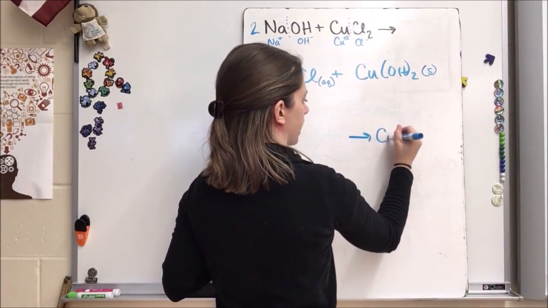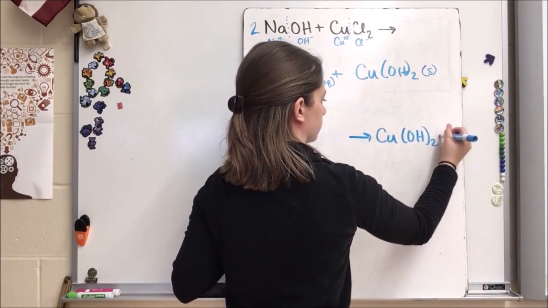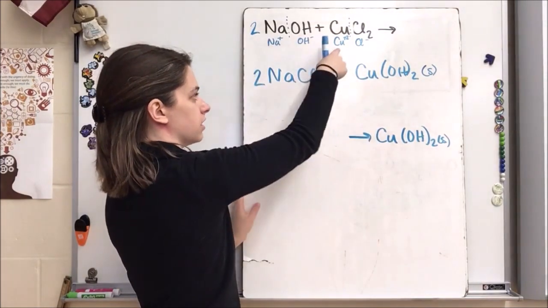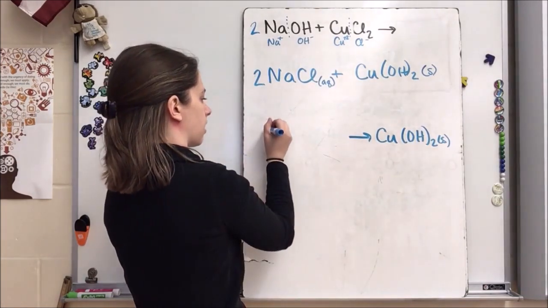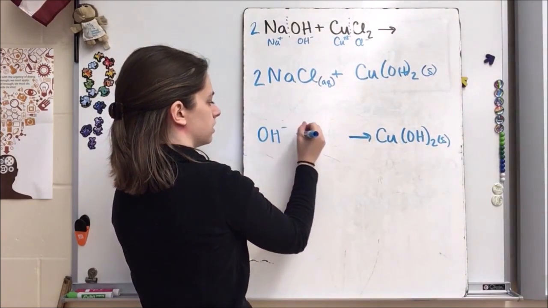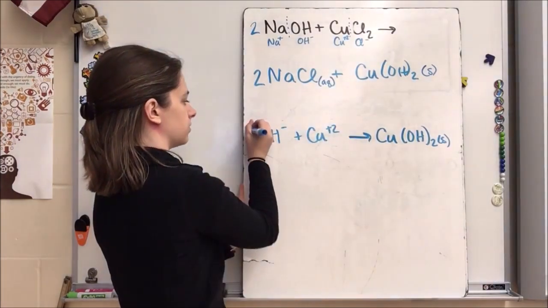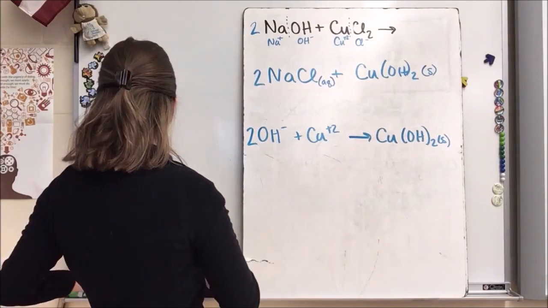So the only thing that we're going to see actually be formed is our copper(II) hydroxide. So when we go to write our net ionic equation, we only include the reactants that form this. So the only things that form our copper(II) hydroxide are hydroxide ion and our copper ion. And then to balance it, we're going to need 2 hydroxides. So this right here is called our net ionic equation.